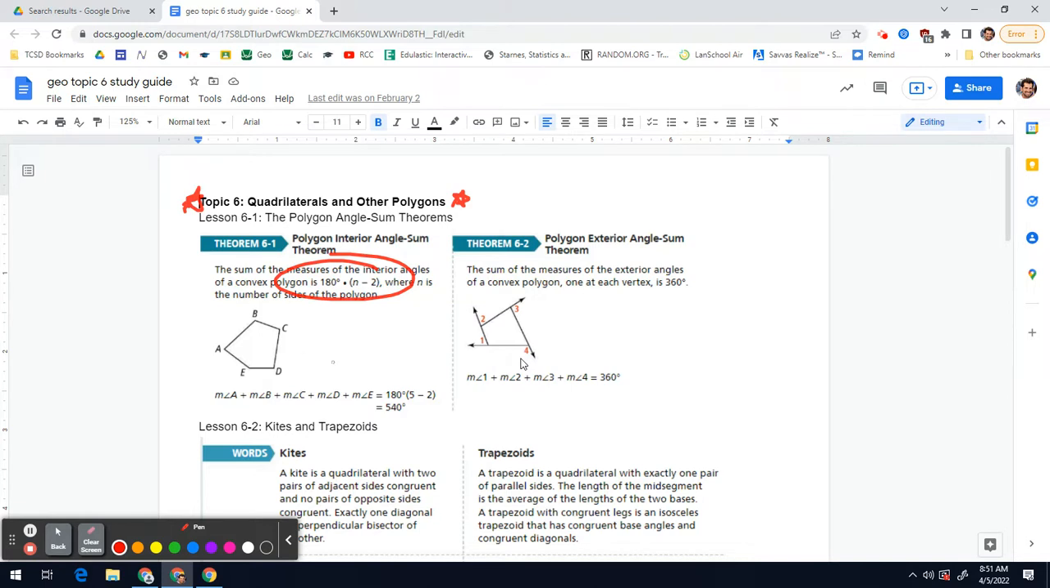Okay, so remember that if you have a 5-sided figure, 180 times (5 minus 2) is going to give you the sum of all the angles in the polygon. And then you have the polygon exterior angle theorem that says no matter what the shape is, the sum of the exterior angles is always 360. Okay, but again, I'm not sure if you'll see that on the state test. More of an ACT thing.